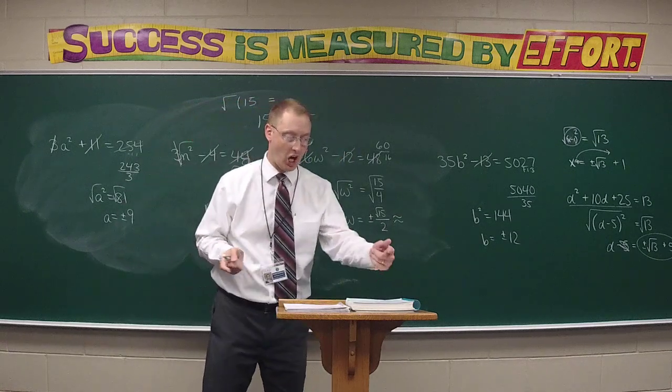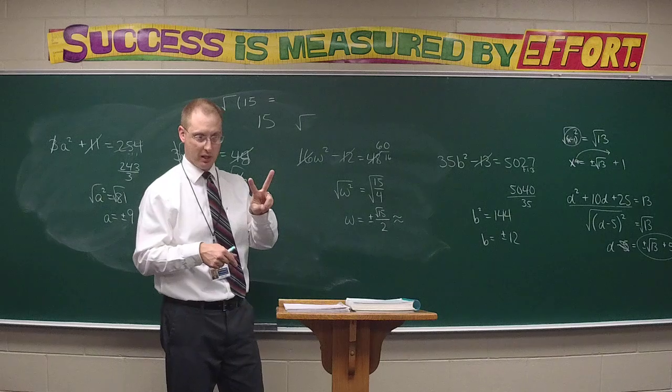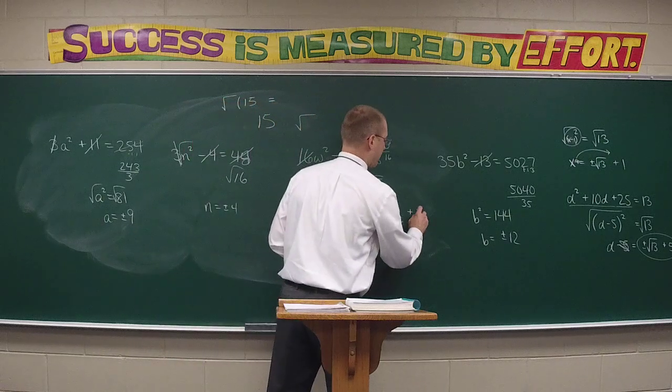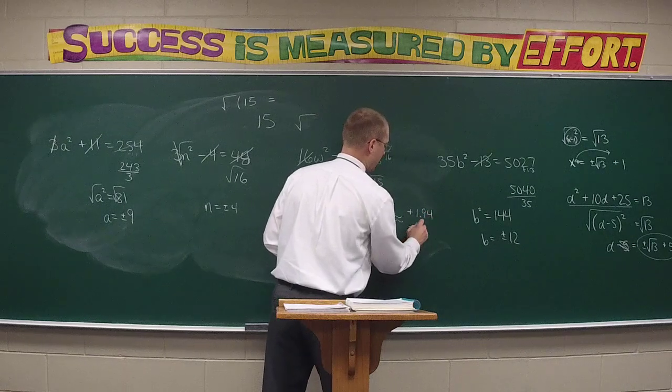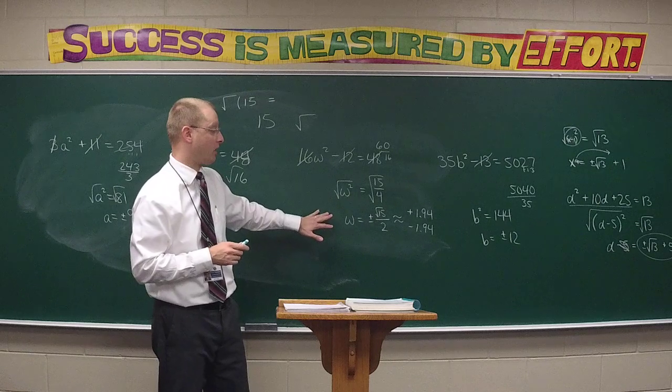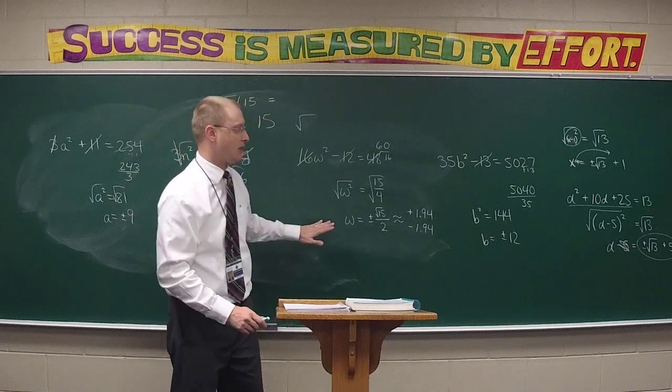1.936. Notice that we round to the hundredths place. That'd be 2 decimal places. So 1.94. So it's approximately positive 1.94 and negative 1.94 for this answer had you done that on number 16.